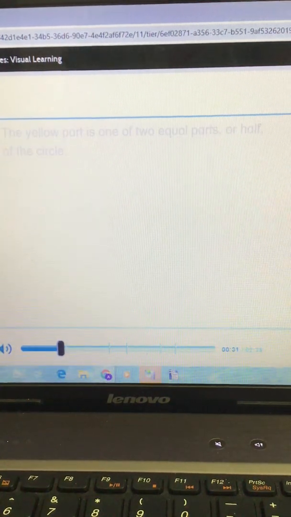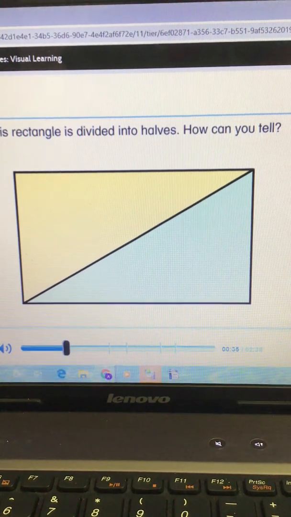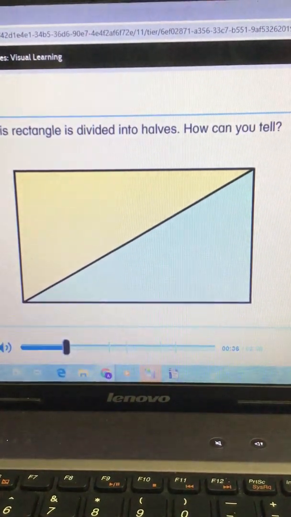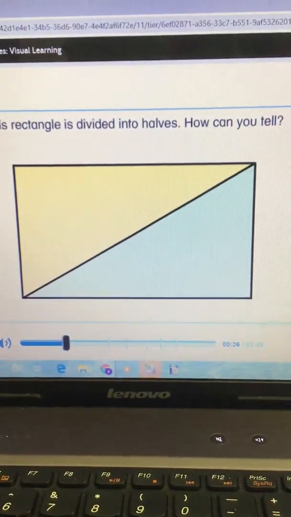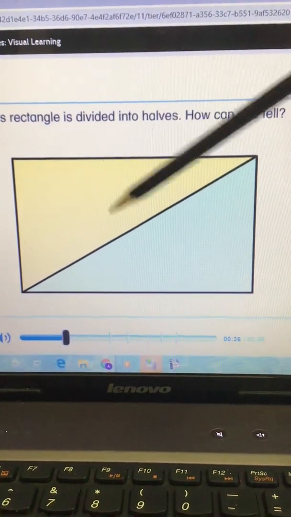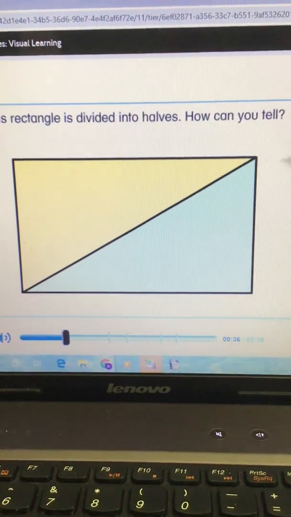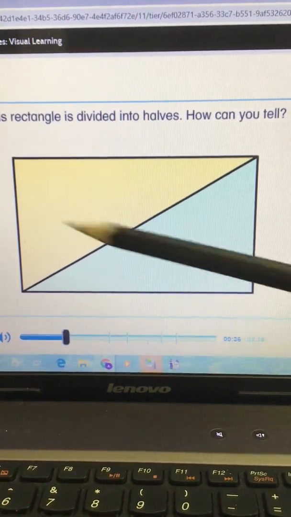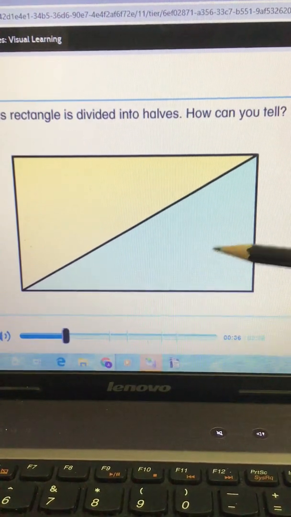This rectangle is divided into halves. How can you tell? So the word half means that we have 2 equal parts, and we're only looking at one of those parts. So here in our rectangle, we have 2 parts. They're equal, they're the same, but only one of those parts is yellow and only one is blue. So 1/2 is yellow, 1/2 is blue.